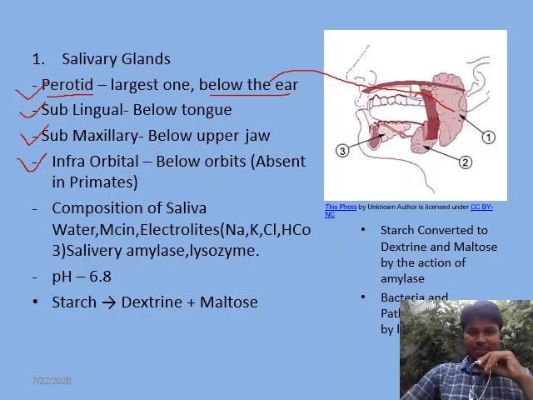The next one is sublingual. The name itself says that it is present below the tongue. Okay, so here is the sublingual salivary gland. The third one is submaxillary.